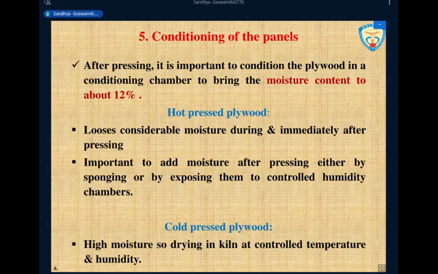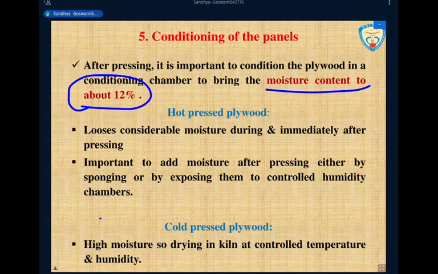So conditioning of the panel, we can say, is the second last step for us in plywood construction. Conditioning of the panel is basically done to maintain the moisture content of the plywood. And how much do we have to maintain? We have to maintain it at around 12%. Now here the question arises, why 12% moisture content? Why do we want to maintain the moisture content of the plywood at 12%?